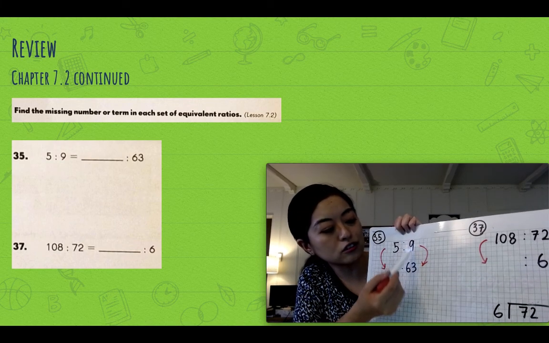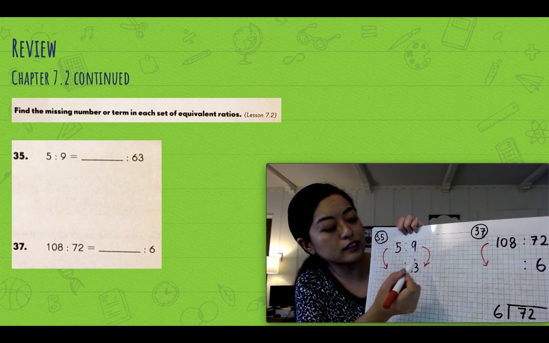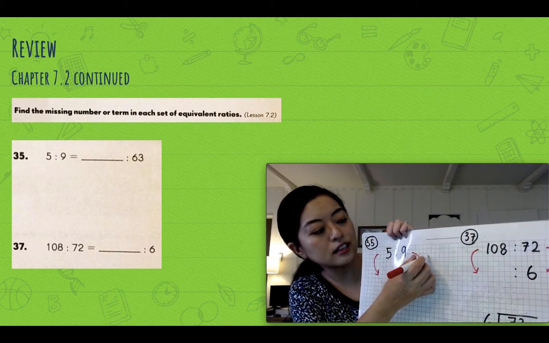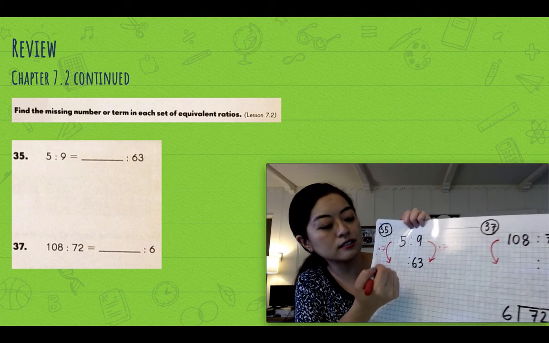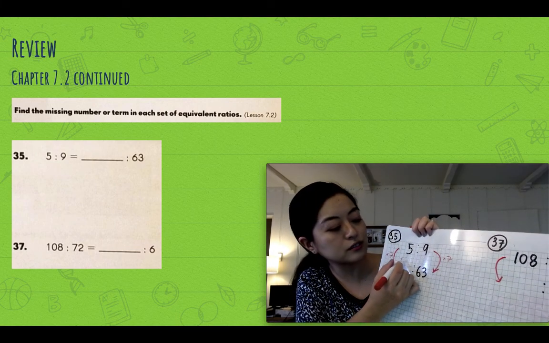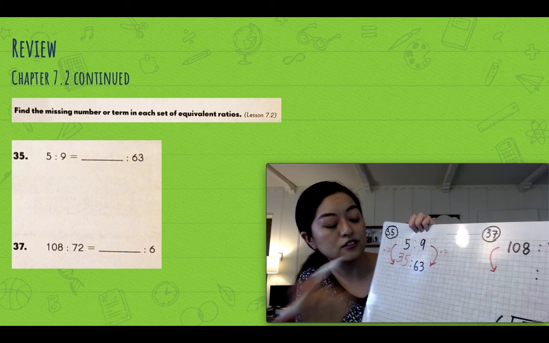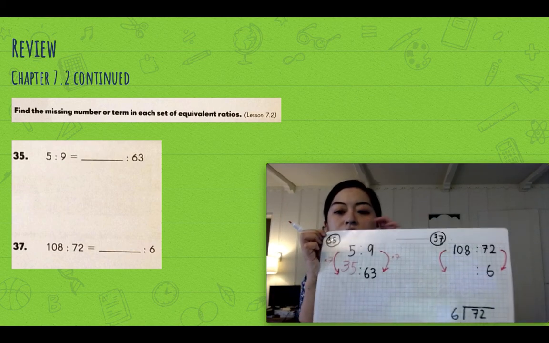I know the second terms. So 9 times what gets you 63? Oh, 7. So I have to do 5 times 7 here. Whatever I do on this side, I have to do on the other side. 5 times 7 is 35. Okay. Now let's look here.